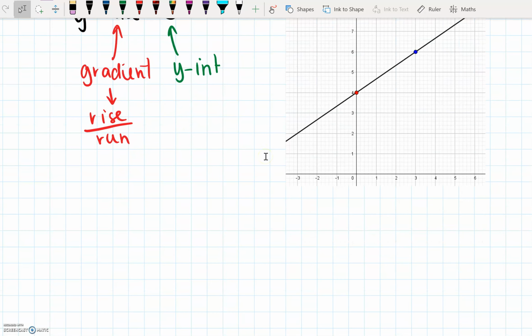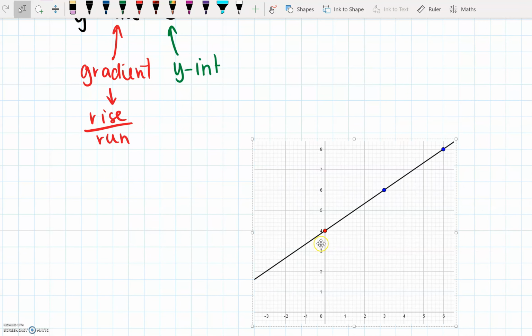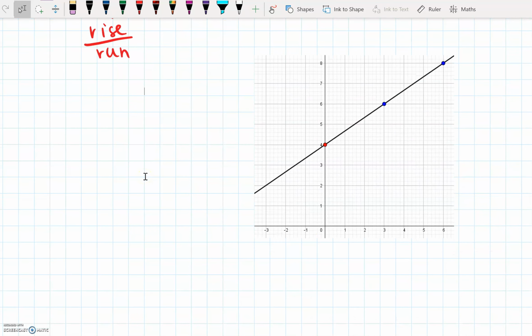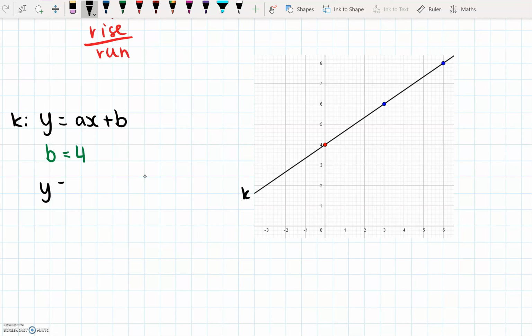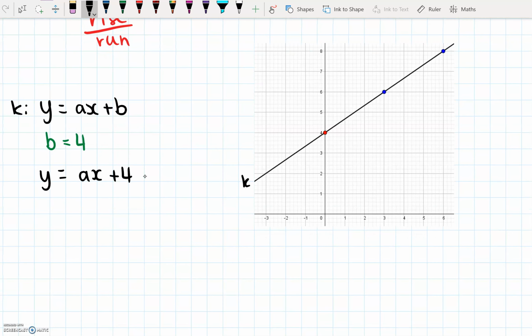And gradient was equal to the rise over the run. Okay, now we can use this with our lovely graph that we've got here in order to find its equation. Okay, so we know that we have y equals ax plus b. We're going to call this line k, because usually there'll be a letter attached. Now we said that b is the y-intercept, and you can see on this graph, I hope, that the y-intercept in this case is 4. So we're going to write that down, b equals 4. That means we have y equals ax plus 4. Alright, so that's our first bit done.